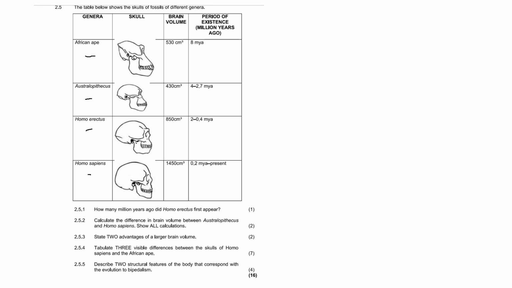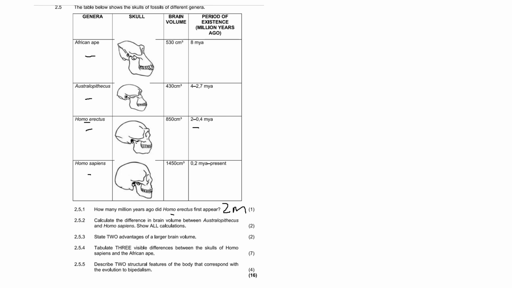2.5.1. How many million years ago did Homo erectus first appear? Homo erectus, there we are. That's 2 million. Yeah, that's 2 million there. So let's start from 2 million. All of us will have to have 2 million in our bank account.